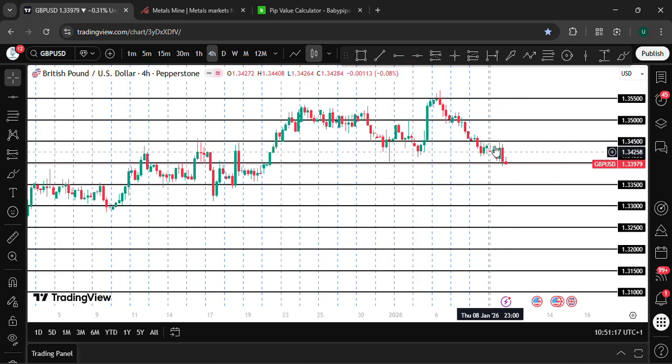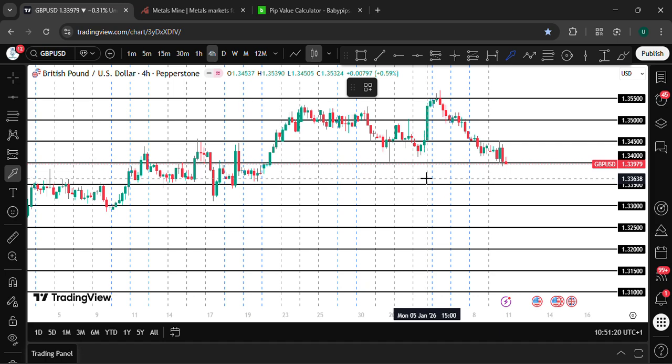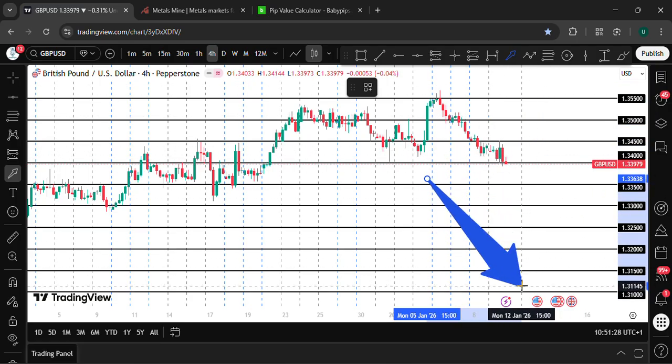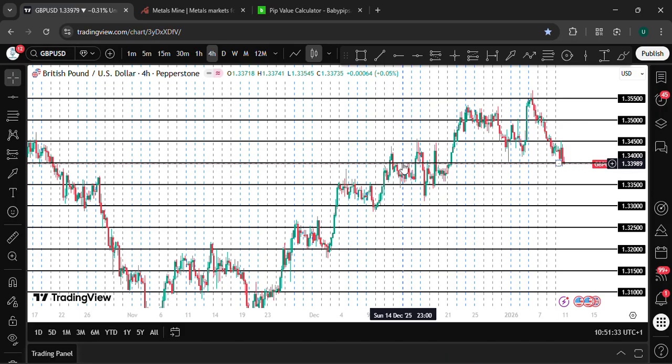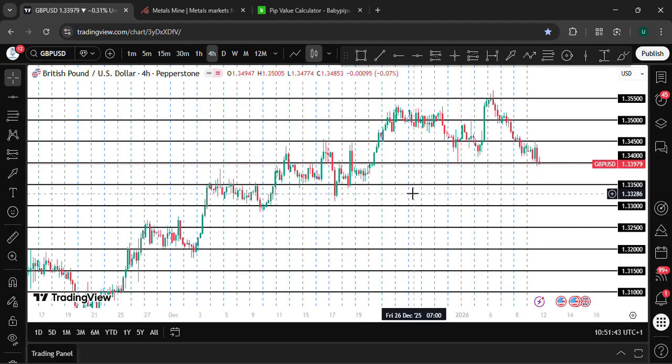So these are all psychological levels. This over here, let me show you. This line here, this line here, this line here, this line here. All these black lines you see in here are all psychological levels. So what is psychological levels in the forex market, in the forex chart? Psychological levels simply means those areas of interest where the big players in the market always look out for. They are places of supply and demand, and they often act as support and resistance levels.